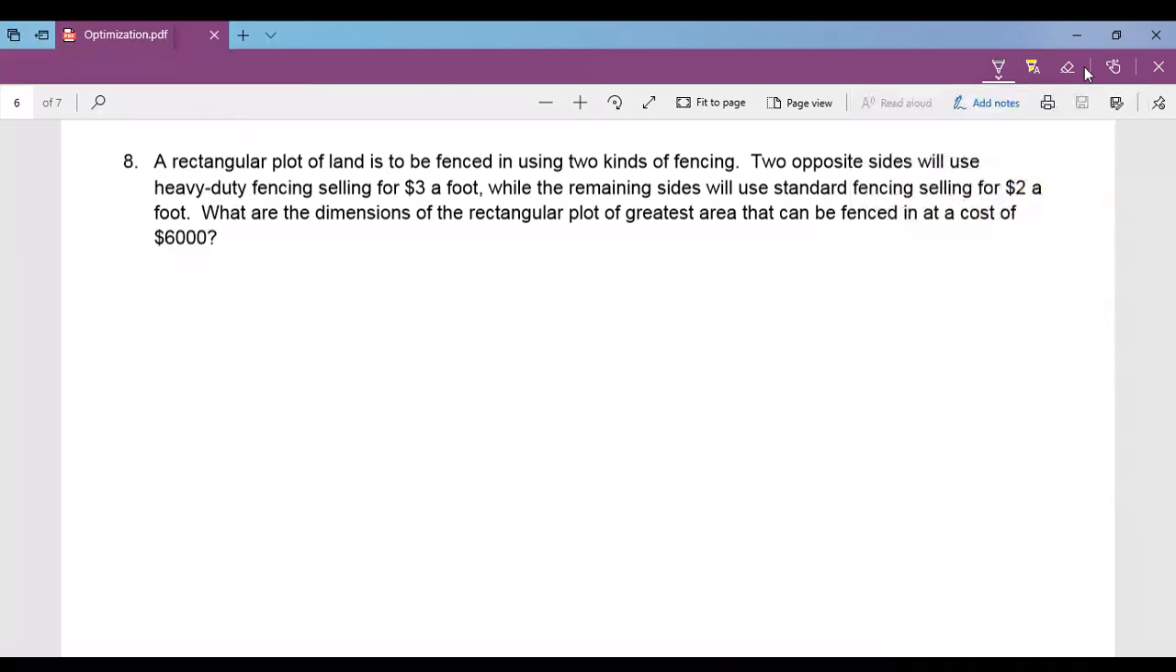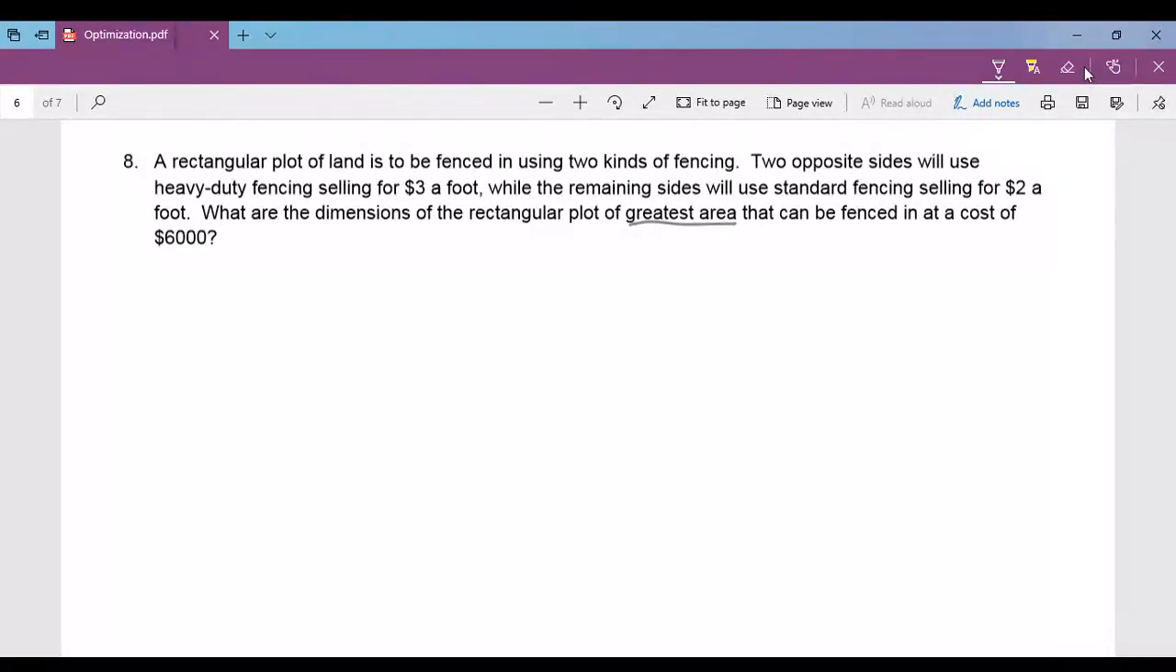All right, let's get a pen going here. It says two opposite sides will use heavy duty fencing selling for $3 a foot, while the remaining sides will use standard fencing selling for $2 a foot. What are the dimensions of the rectangular plot of greatest area that can be fenced in at a fixed cost of $6,000? So it's an optimization problem.